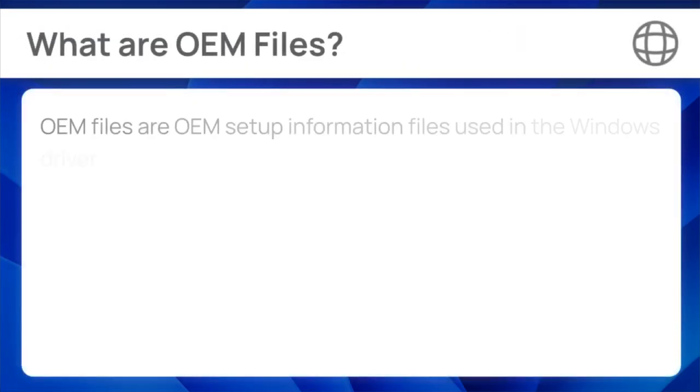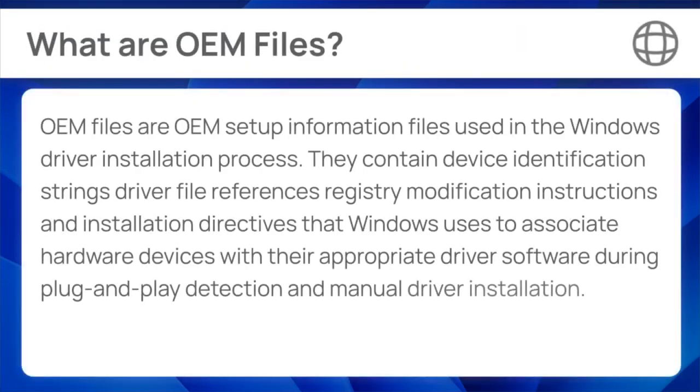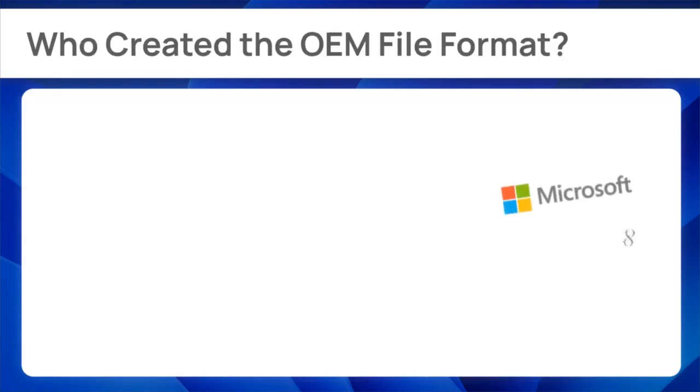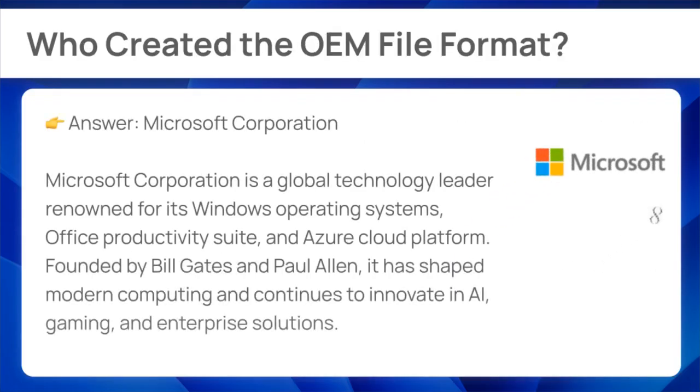OEM files are OEM setup information files used in the Windows driver installation process. They contain device identification strings, driver file references, registry modification instructions, and installation directives that Windows uses to associate hardware devices with their appropriate driver software during plug-and-play detection and manual driver installation.